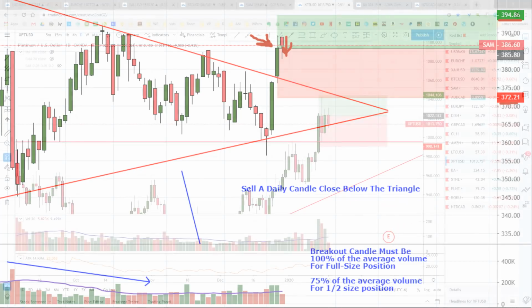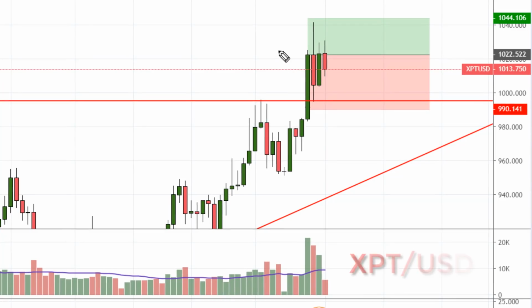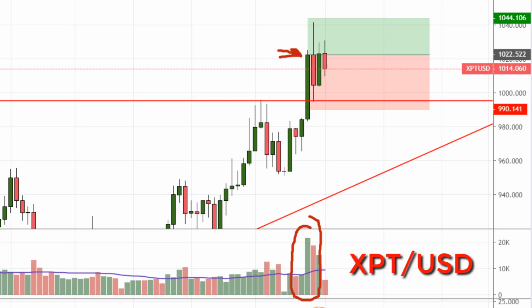closed above our entry. I showed you this platinum setup a couple of weeks ago and then reminded you of it Wednesday, but I failed to include my entry in Friday's video. I apologize for that. Platinum gave us a nice trigger on huge volume last Wednesday. Look at this volume, almost twice the average, or probably more than twice the average, actually. My entry was 1022.52. Stop loss is 990.14, and my first target 1044.11. Came kind of close.